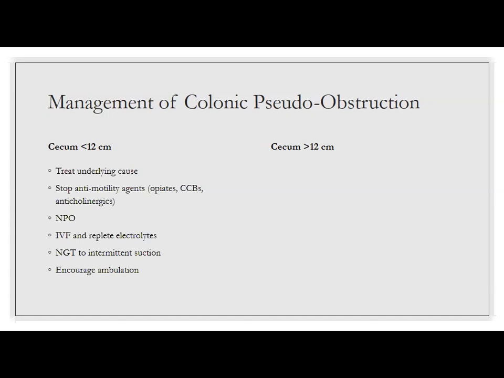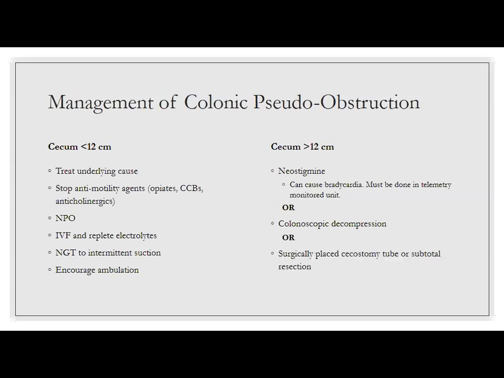And then once you cross 12, you can consider using neostigmine. You should be in a telemetry unit to give that because it can cause bradycardia. If that doesn't work, you can do colonoscopic decompression, or surgery. You can place a cecostomy tube or do a subtotal resection.